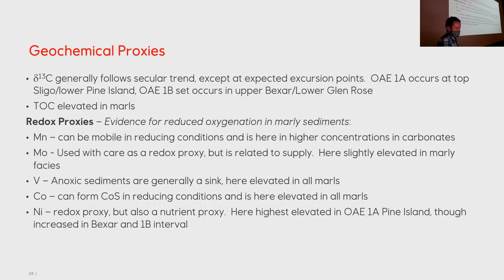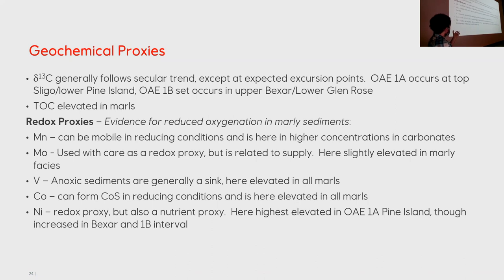But just in terms of the proxies to summarize it, again, we've got isotopes that are following generally a secular trend, except at the particular intervals we're looking at. So we've got evidence through the isotope excursions and an elevated TOC that we are indeed crossing these anoxic events. And so there may be a genetic relationship between the sediments we see and those particular events that we're looking at. In terms of redox proxies, there are several of them here.